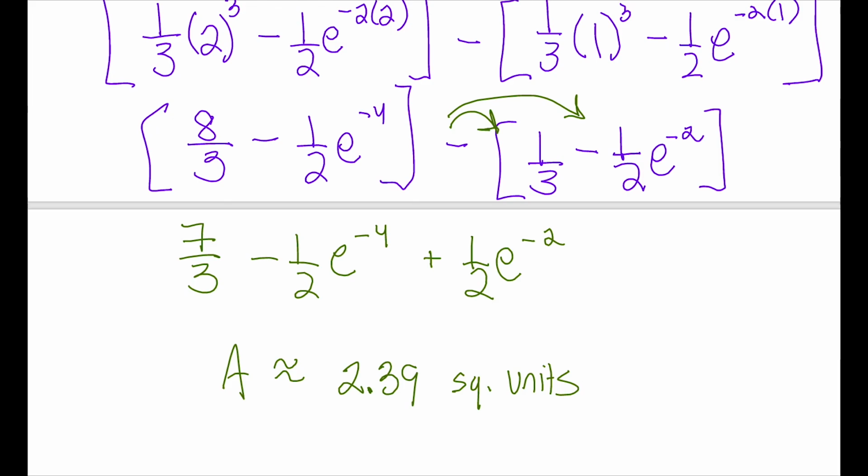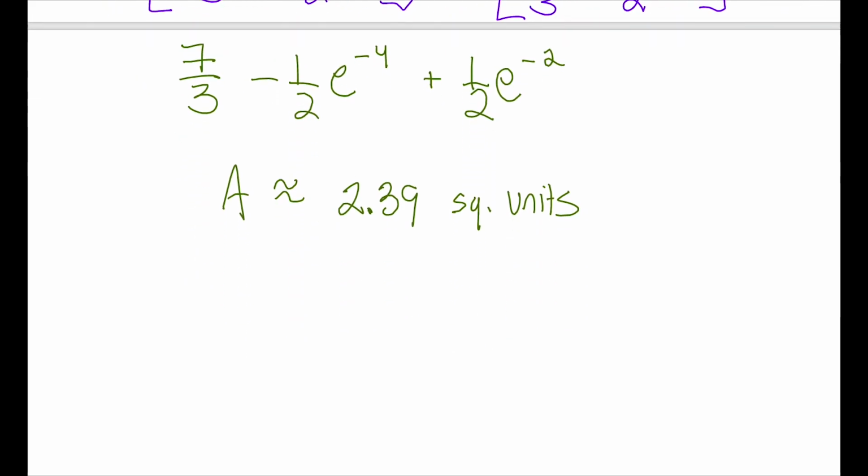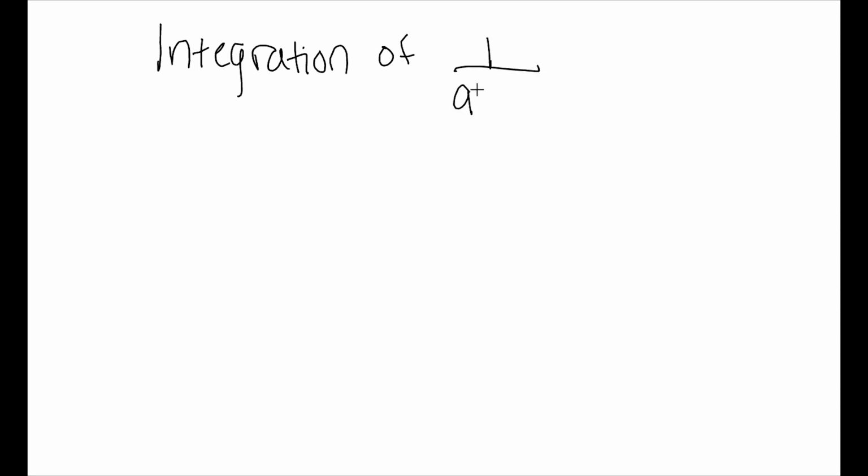So that was integration if we have e. Now we're going to talk about integration of natural logarithms. So if you see something that looks like 1 over ax plus b, this is when it will integrate to become a natural logarithm.